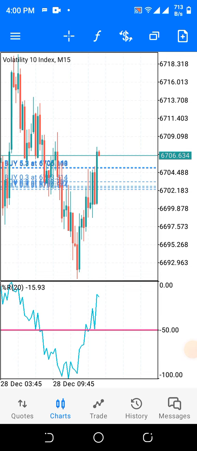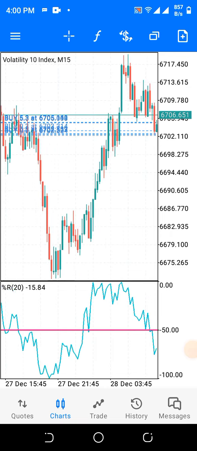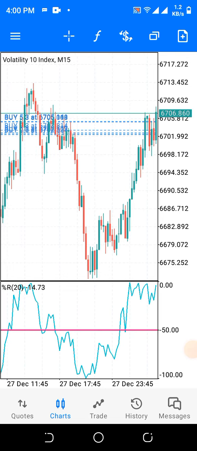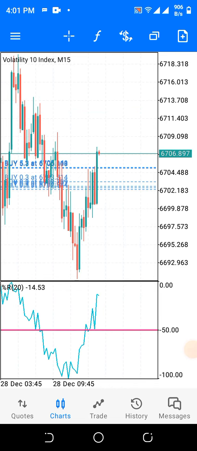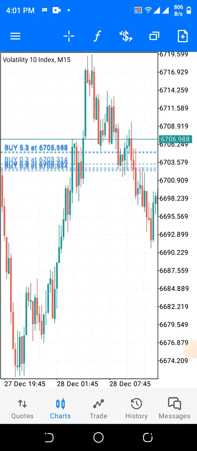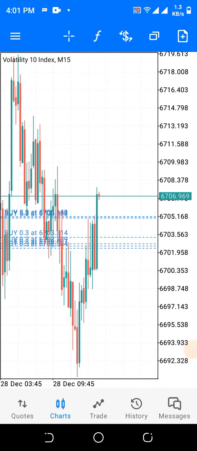So this is my chart. First of all, let me delete this. I will delete these particular settings so that I will do it afresh. Do you understand? So let me delete this. I delete it. So this is a normal chart.